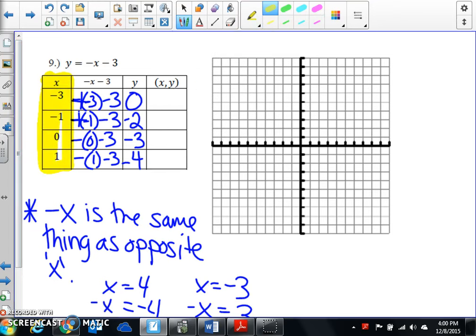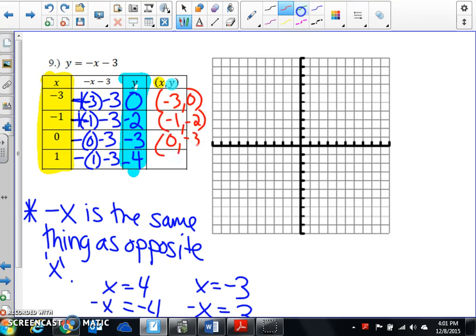All right, here's my x values. Here are my y values. So I'm going to go ahead and make them ordered pairs. So this one is -3, 0, -1, -2, 0, -3, and 1, -4. All right, so -3, I walk to the left 3, I don't get to go up anything. Then I've got -1, left 1, down 2. Then I have 0, I don't get to walk, but then I take 3 stairs down. And then over right 1, down 4. Connect your dots. And then don't forget to put your little arrows.